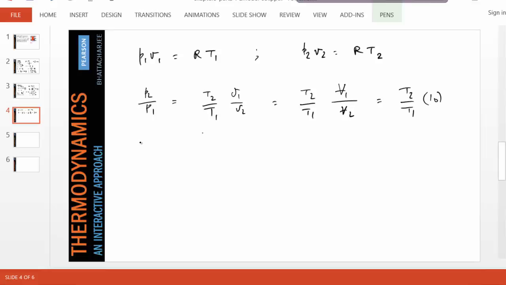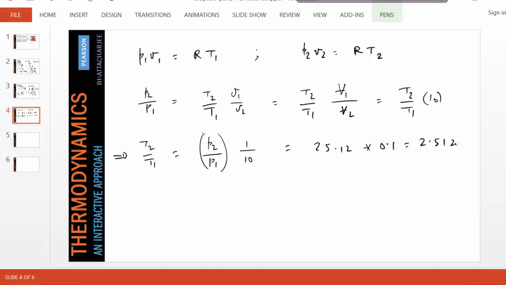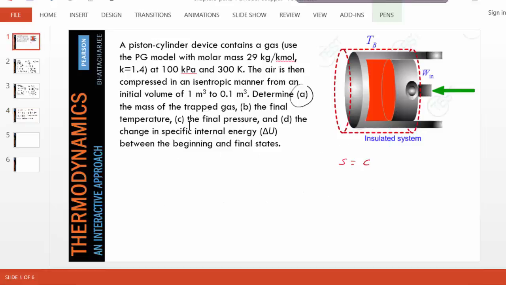Oh, sorry, we want to find T2 over T1. So this equation means T2 over T1 equals P2 over P1 divided by 10, which is simply 25.12 times 0.1, 2.512. So that gives us T2 equals 300 times 2.512, which you can show is 754 Kelvin. So we have found the final temperature and final pressure.